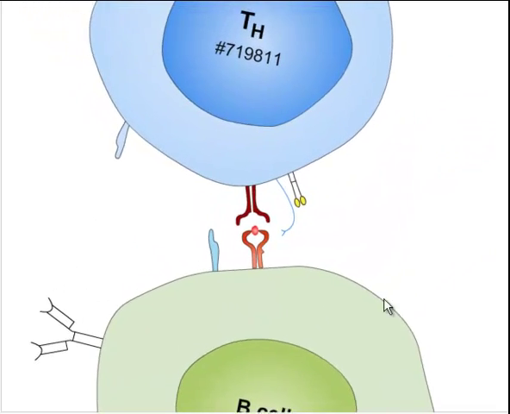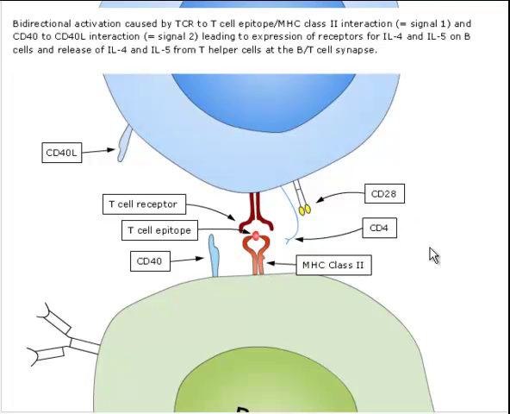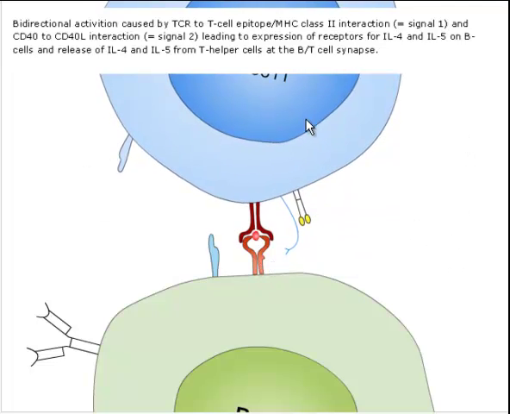So our T helper cell that recognizes that antigen is going to bind to this cell, so you get this same kind of interaction. You've got a bidirectional activation now that's caused by the T cell receptor binding to the T cell epitope of the MHC class 2 interaction. So when these cells bind together, when the T helper cell docks down here, this causes a response in the T helper cell so that it's going to express and secrete interleukin 4 and interleukin 5. So the T helper cell is going to make more cytokines, and it's going to release them right in this area.